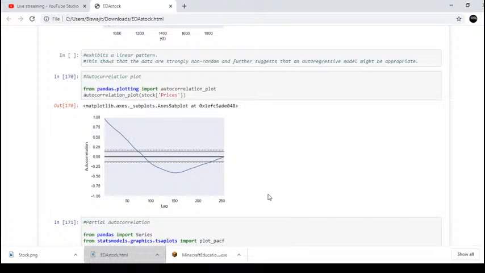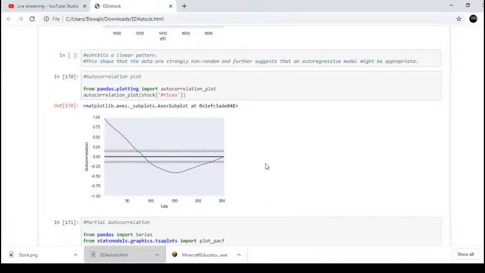If you're familiar with ARIMA, you need to first know the order of the AR part, the autoregressive part, then the order of the MA part, that means the moving average part, and also the order of the integration, that means how many times you have to difference the series in order to make it stationary, right?